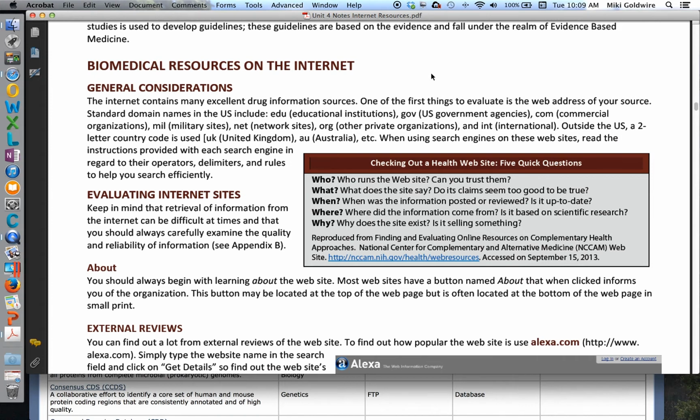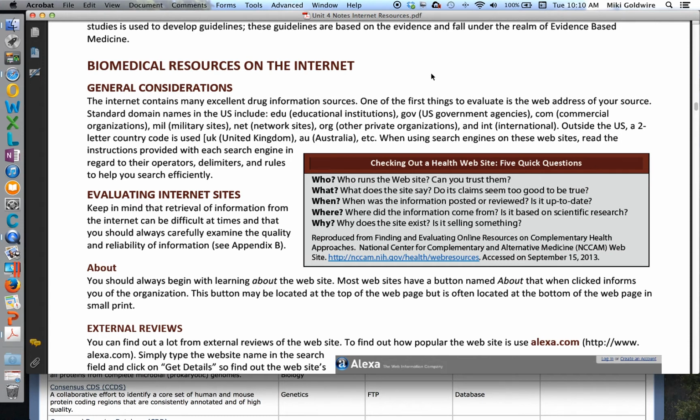Outside the U.S., you may notice country codes such as UK, AU, and CA for Canada. And when using these search engines, read the instructions provided with each search engine in regard to your operators, whether you can use the Boolean operators, delimiters, and rules to help your search efficiently. It's very important that you evaluate the website.